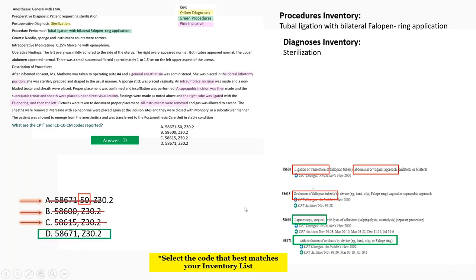The correct answer to this tricky mystery question is option D, 58671 Z30.2.